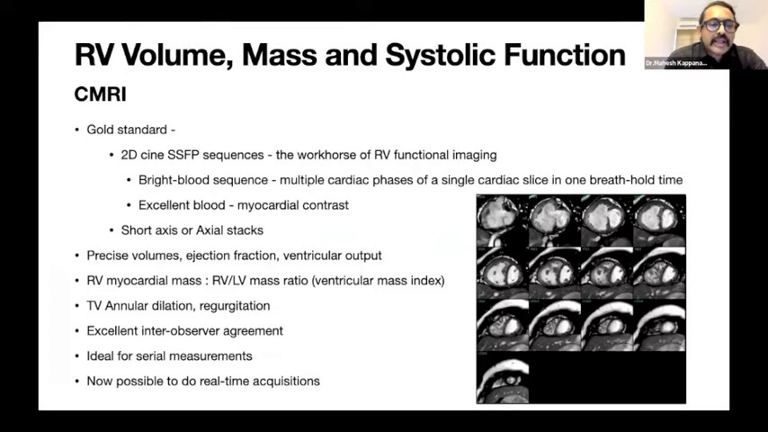You can also get the RV myocardial mass and the RV-LV mass ratio. You can visualize the tricuspid annular dilatation and the regurgitation, and all this is with excellent inter-observer agreement. This modality is ideal for serial measurements of the RV health, and now it is also possible to do real-time acquisitions.